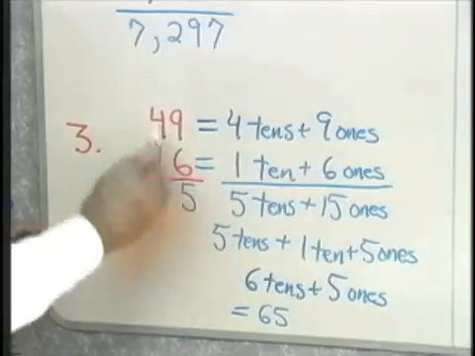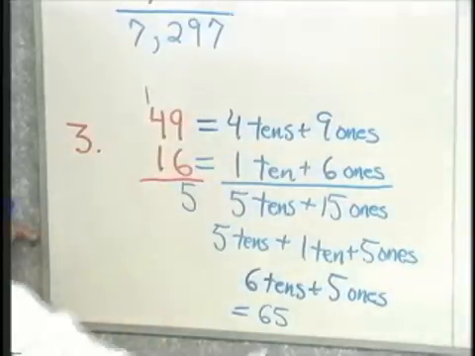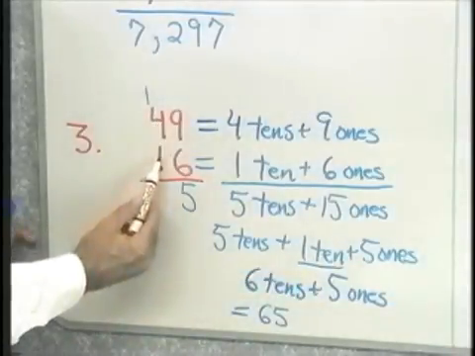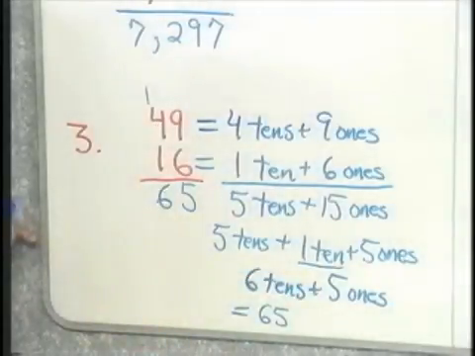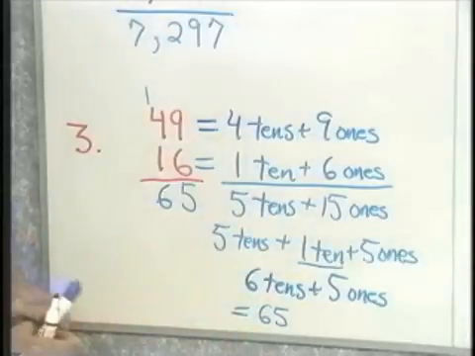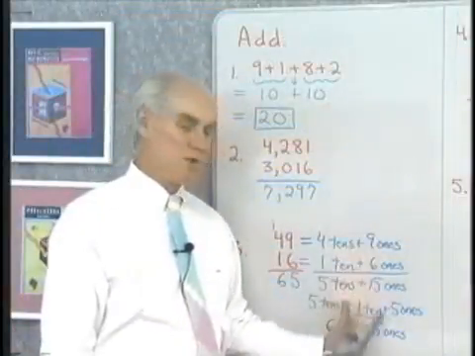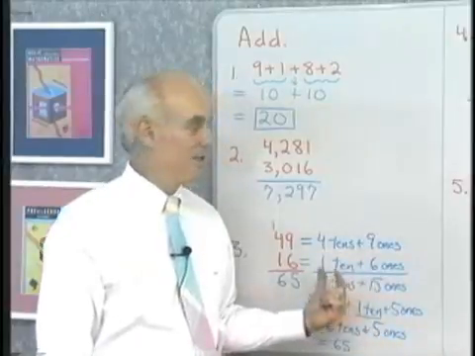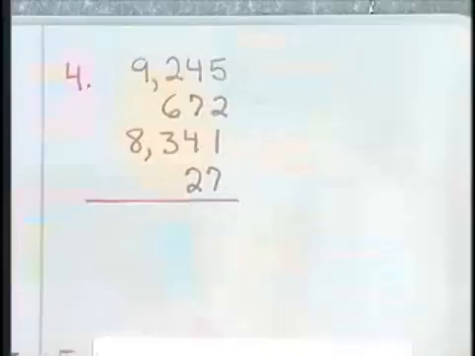I'll write down the 5, and I'll carry the 1 over here, and that represents this 110. Now, 1 plus 4 is 5, plus 1 is 6, and there's my 65. So you can compare these two answers, see that they're the same. We're not going to do this each time, but this is the reason why carrying works the way it does. Let's go on now and look at our next problem.